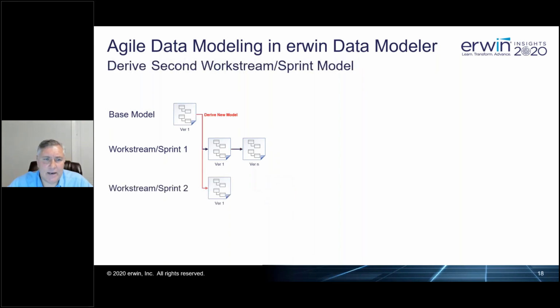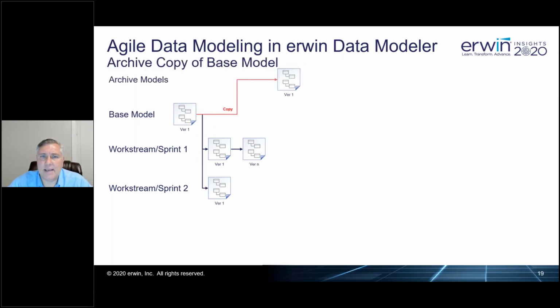Coming back to my line of thought, how do we introduce a second work stream? As the second requirement comes in, or the second iteration in our Agile cycle comes in, we can take off a derived new model out of our base model, not out of our sprint work stream model, a second version of our model. We call it our work stream or sprint 2 model. Likewise, that model can be evolved and worked on separately from the work stream 1 model.